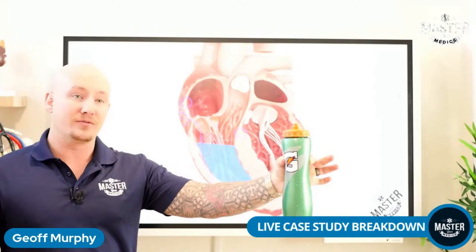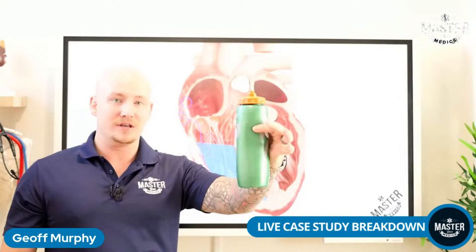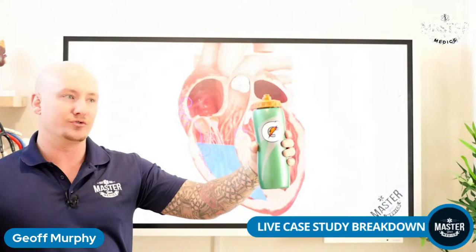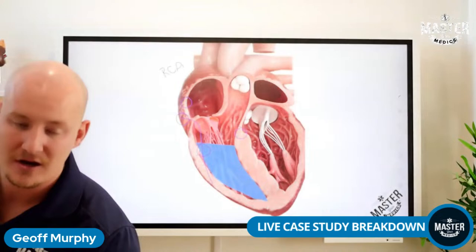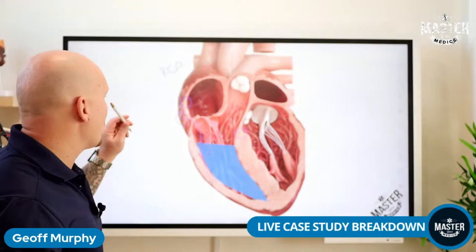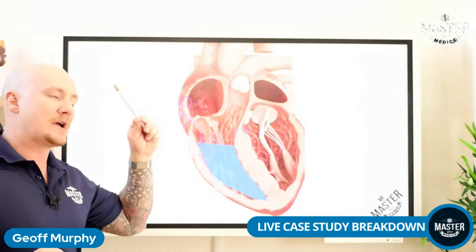So that's the issue here: with that blockage, we're not able to use all of the muscle of our right ventricle to squeeze. We're stuck with a finger or two, a lack of muscle that can actually be used to move blood forward. That's the problem with this inferior myocardial infarction: the right ventricle not being able to move blood forward because it has a reduction of muscle that can be used for squeeze.